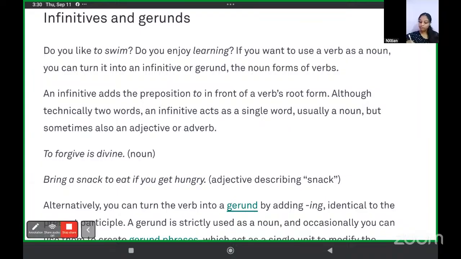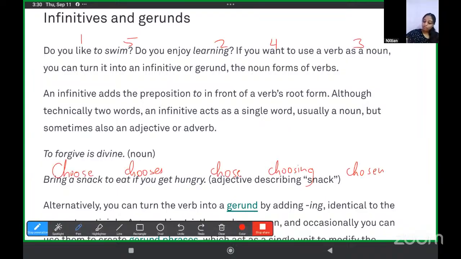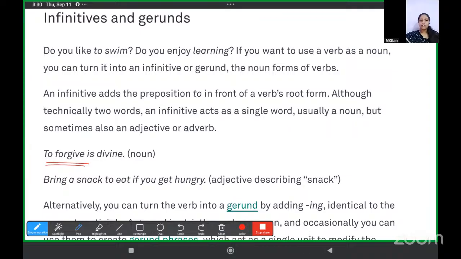How? Look at this example. To forgive. To is added to forgive. Yes, ma'am, that's a to infinitive. Yes, that is a to infinitive. Ma'am, there are two types of infinitives, ma'am. To infinitive and bare infinitive.